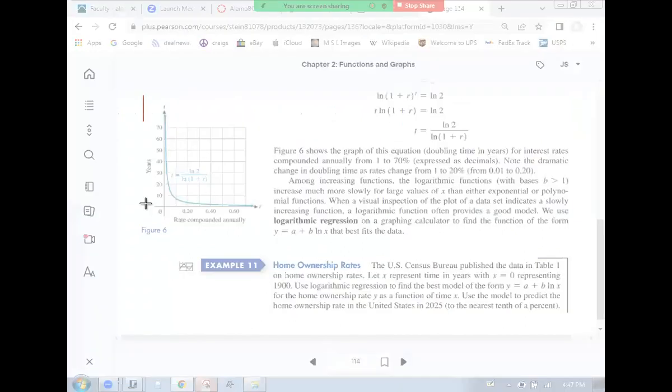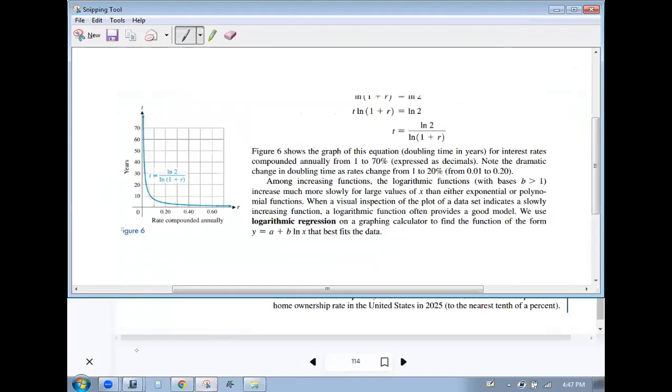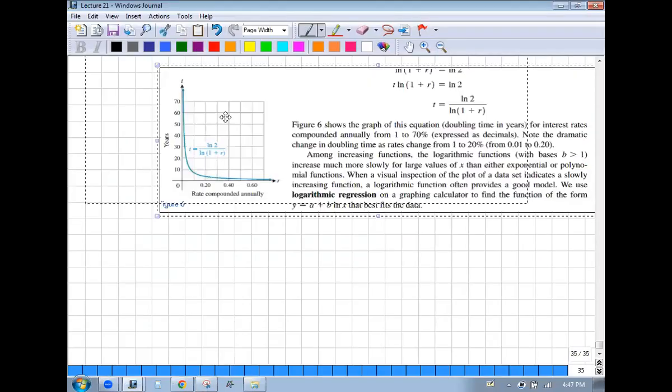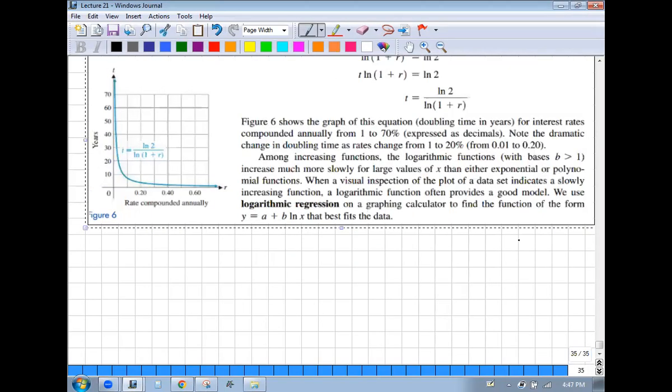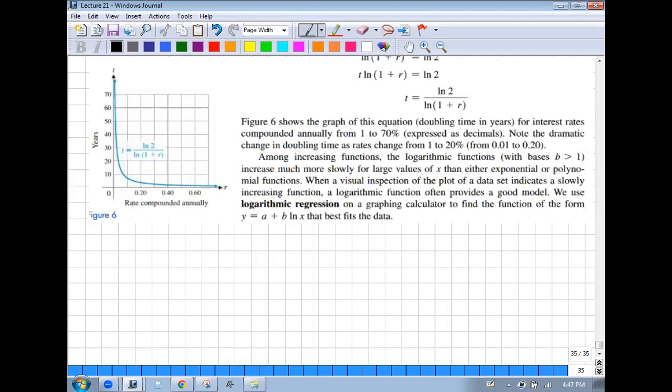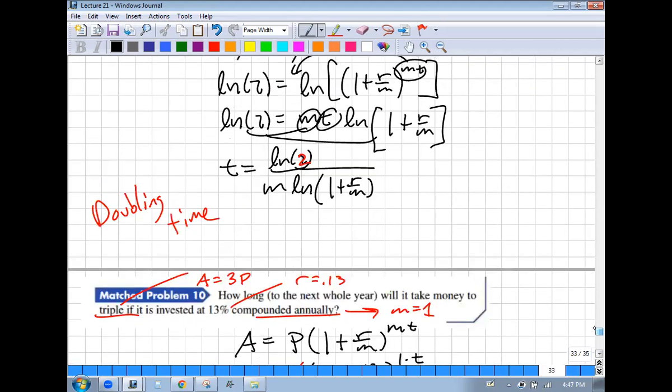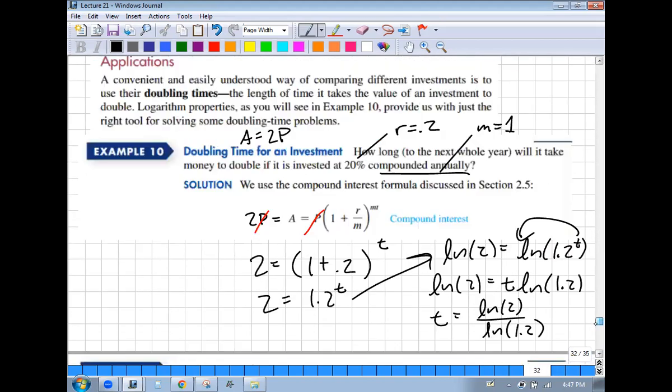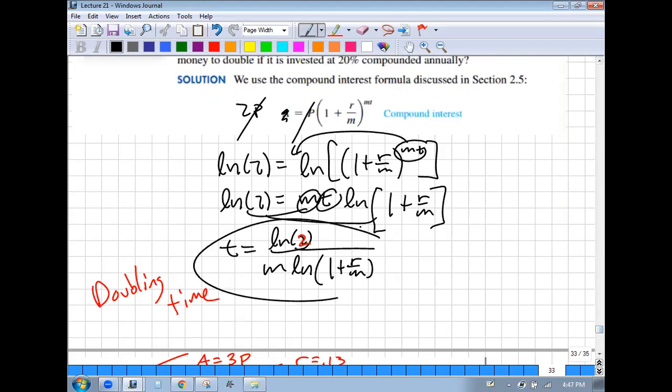Look at this little picture here. Logarithmic regression. Remember, regression analysis is where you plug data into your calculator and it tries to come up with the function that fits it the best. Figure 6 shows the graph of this equation, doubling time in years for interest rates compounded annually from 1 to 70%. So what they did was they used this generic formula, where I solved it without plugging in M or R. This is the doubling time.